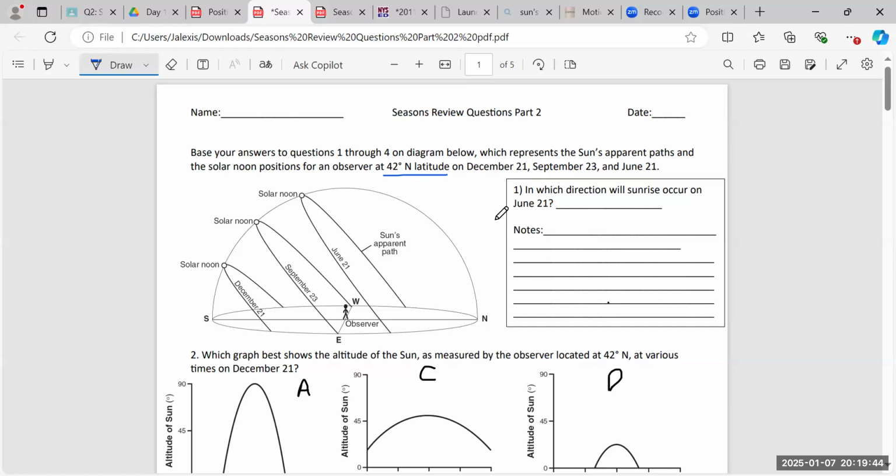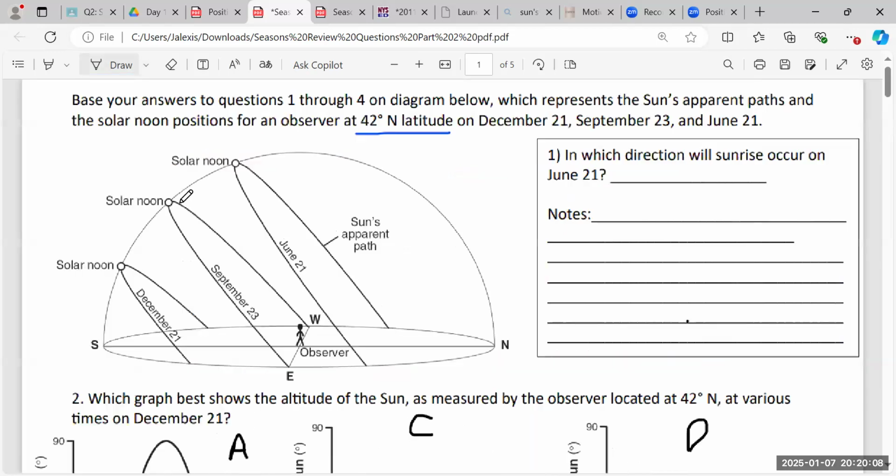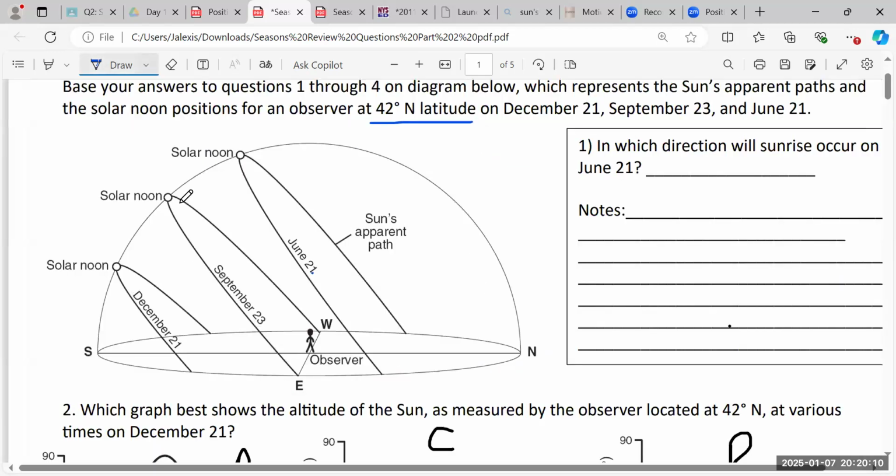I personally just like to highlight latitudes anytime I'm doing seasons questions, just to give me an idea, since latitude plays a major role in how much daylight hours we have, things of that nature. So it says, in which direction will sunrise occur on June 21st? So I'm going to look at June 21st here.